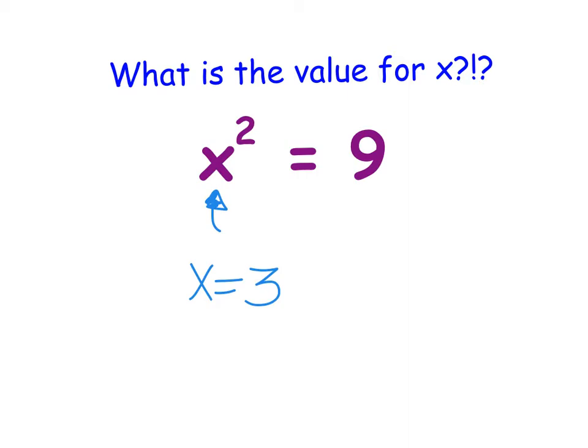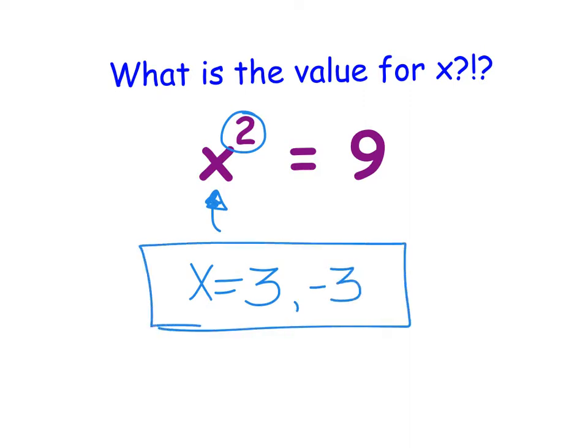Keep in mind that a squared function turns anything to be positive. So 3 times 3 gives us 9, but in addition to that, negative 3 times negative 3 also gives us 9. So we have two possible values for x, and we need to keep that in mind as we're solving problems later today.